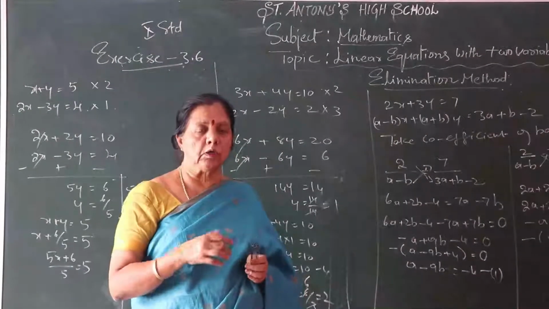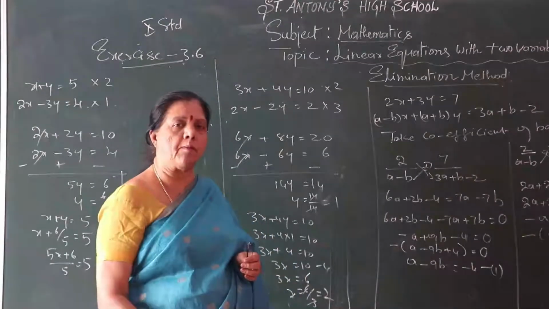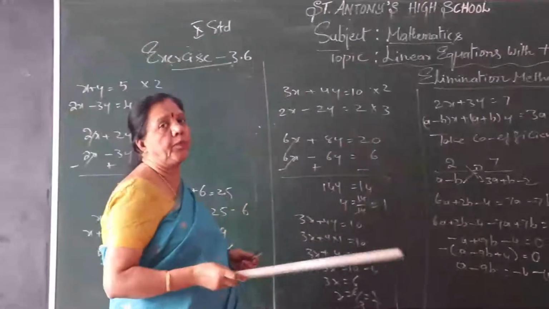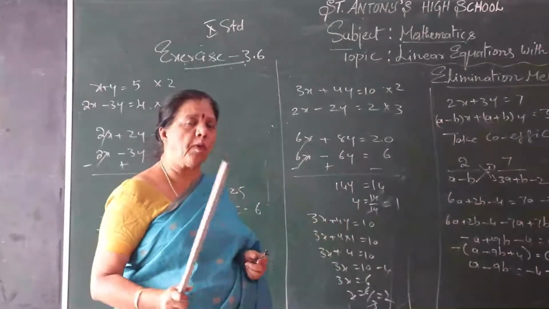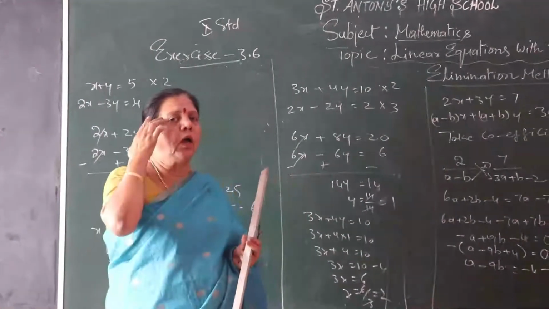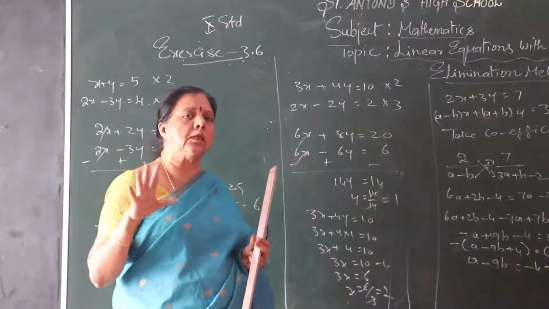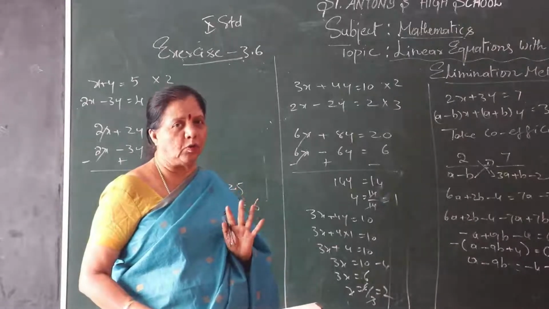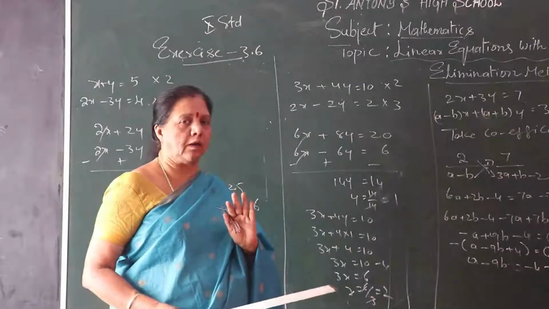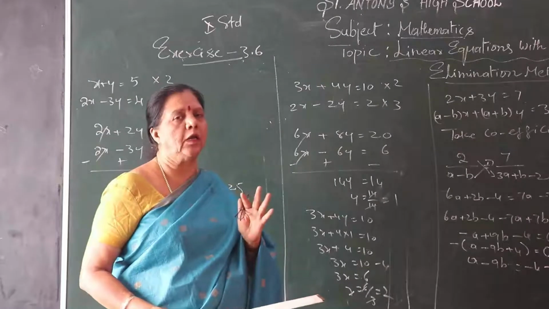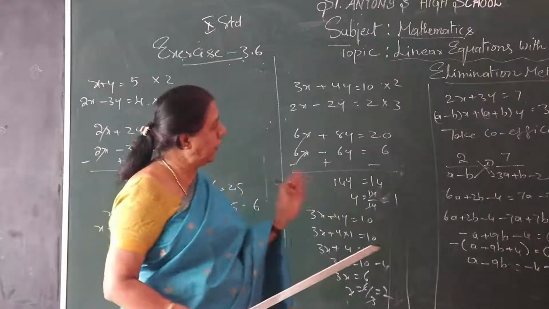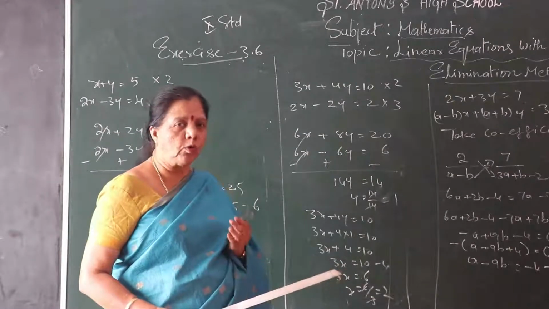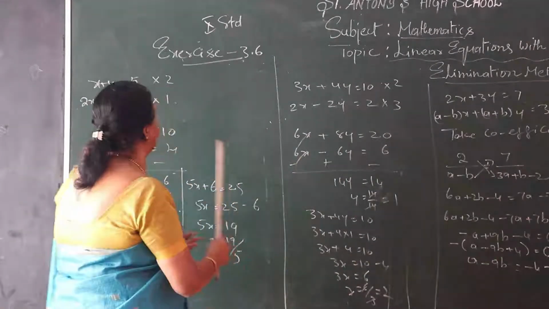Now let us pass on to exercise 3.6, children. Open all of you your textbook. Under that exercise, I have chosen 2-3 sums. The statement sums I have not taken, so I will teach you 2-3 statement sums later also. It's a very simple sum, so you can solve it very easily. You go through it. One sum I have taken here.